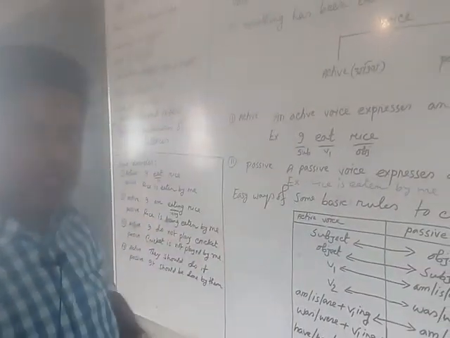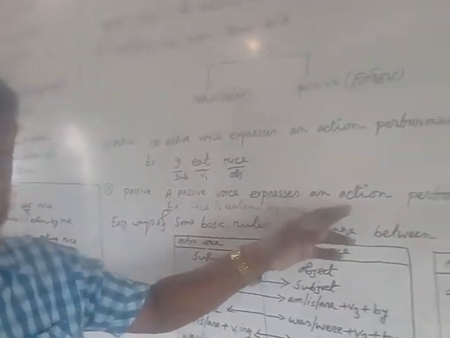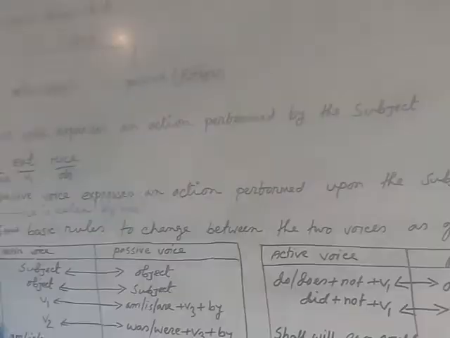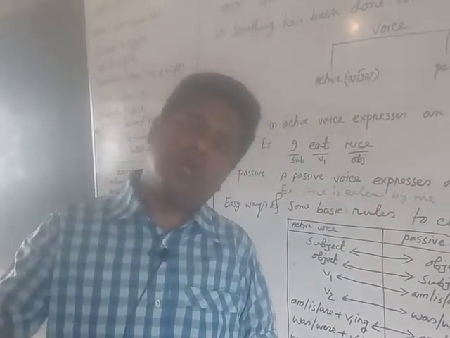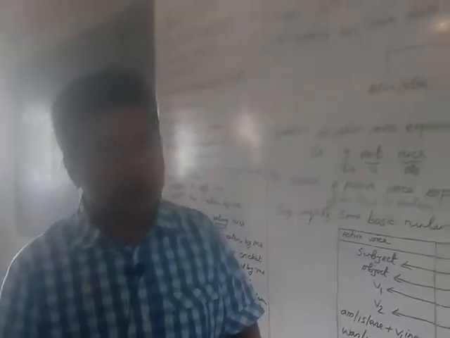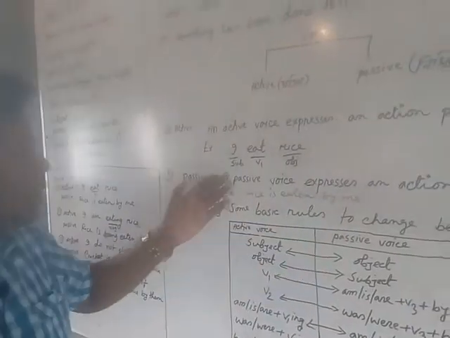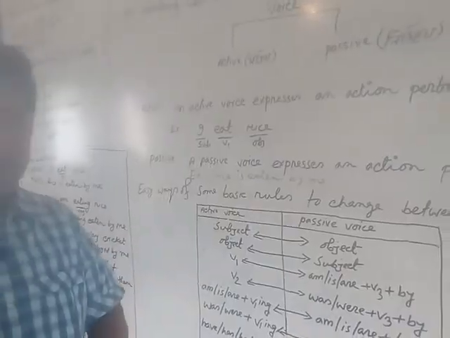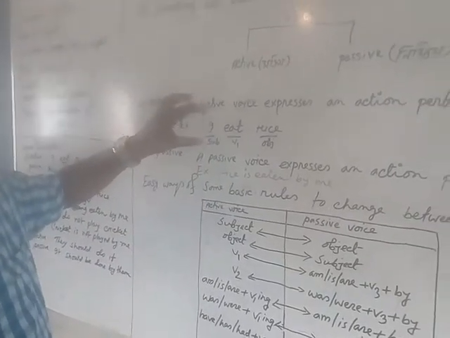And the definition of passive is: a passive voice expresses an action performed upon the subject. অর্থাৎ সাবজেক্টের উপর অন্যের অর্পিত কাজটি সাবজেক্ট কর্তৃক সম্পাদন করা হয় যখন তখন তাকে আমরা প্যাসিভ ভয়েস বলে থাকি। And the example is rice is eaten by me. It is the passive form of this active sentence.